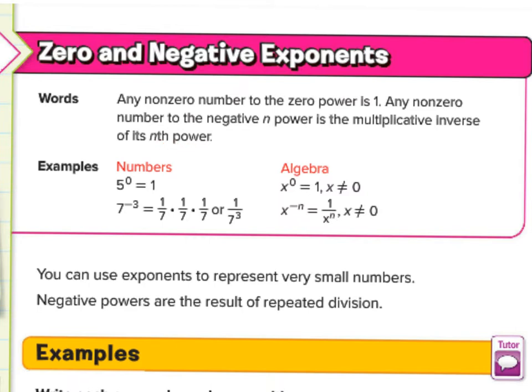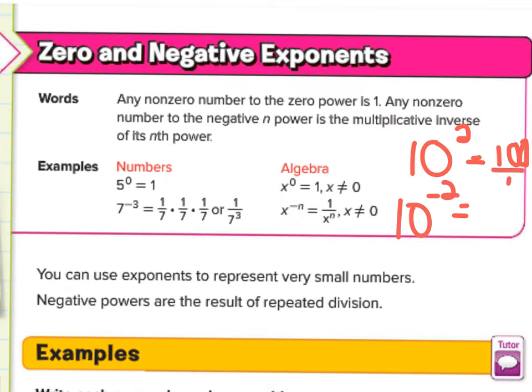What does that mean? Well, if I have 10 to the power of 2, that is 100, right? But if I have 10 to the power of negative 2, it's the multiplicative inverse. You know that 100 is 100 over 1, right? The multiplicative inverse means the reciprocal, which I just flip around. So now it's 1 over 100. Okay?